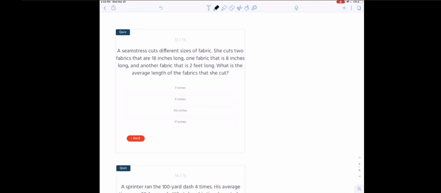So let's just add stuff up. 2 of them are 18 inches, so 18, 18. One of them is 8, and one of them is 2 feet long. Remember, we have 2 feet, we're going to multiply it by 12, and that gives us inches.